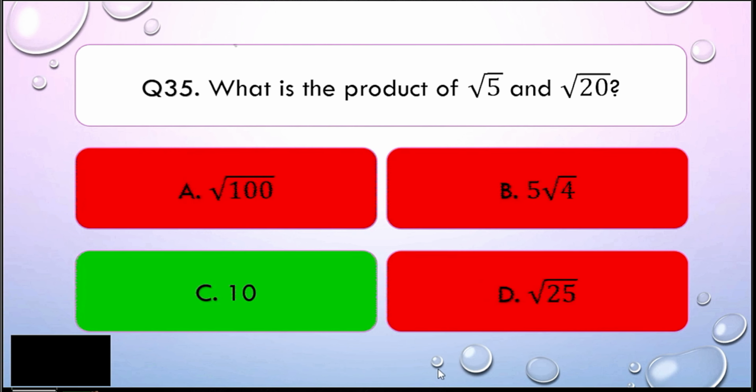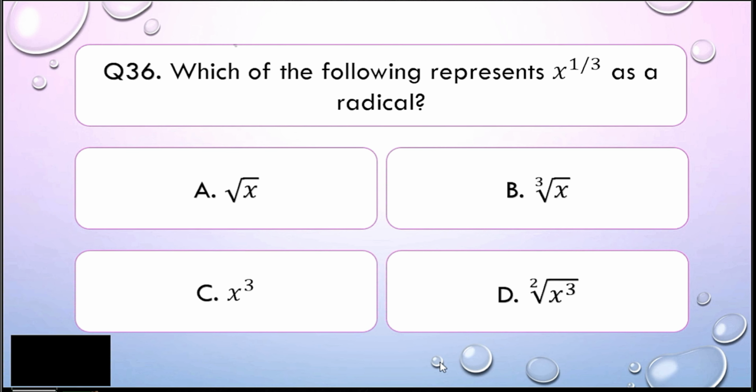Alright, so now let us go to question number 36. Which of the following represent x to the power of 1/3 as a radical? Is it A, square root of x, B, cube root of x, C, x cube, or D, square root of x cube? I'll give you 5 seconds to think about your answer.